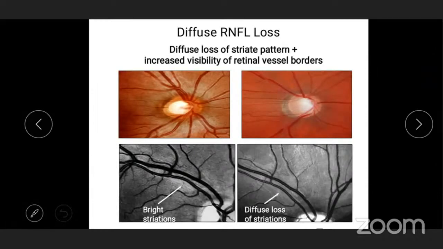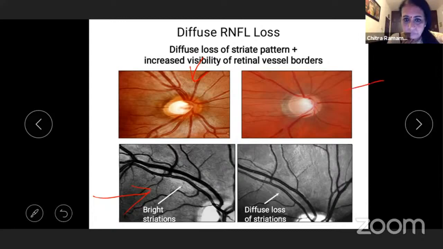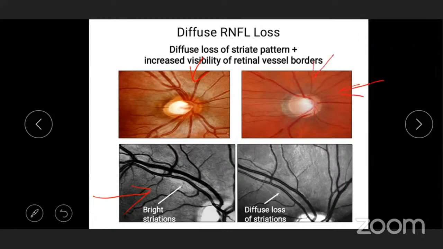But look at this. The normal RNFL is seen here in between the blood vessels with these bright striations. Also seen in this, with the red-free photograph, the bright striations in the vicinity of the blood vessels. And you can see in the glaucoma, these striations in between the blood vessels are missing. So that becomes more of a feature of diffuse RNFL loss, which is when it is there all 360 degrees. And the same thing can be seen. The striations are lost here in between the blood vessels in the red-free photograph.